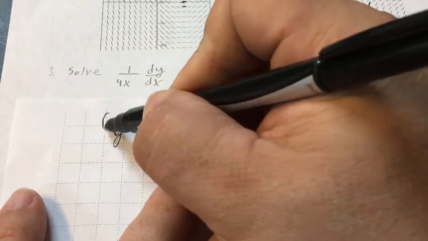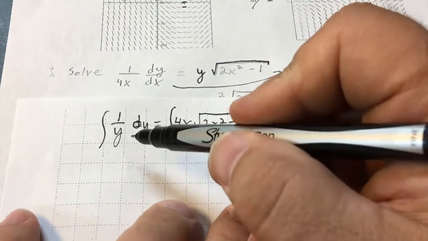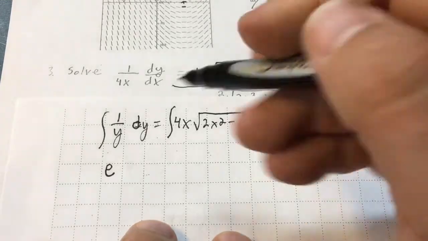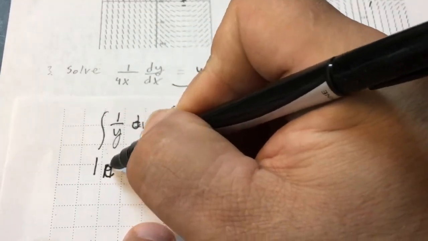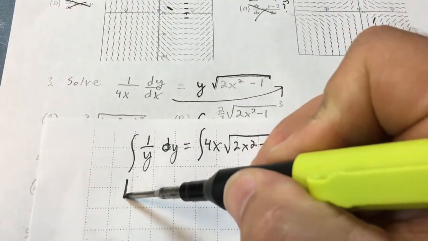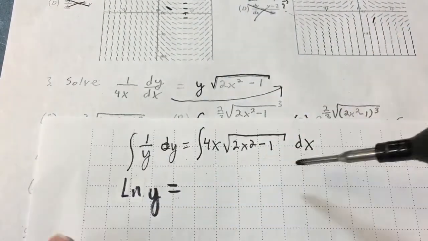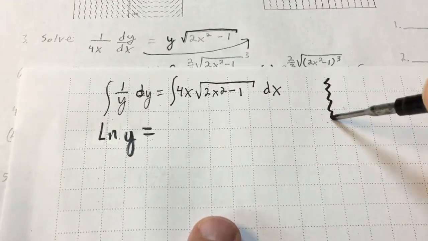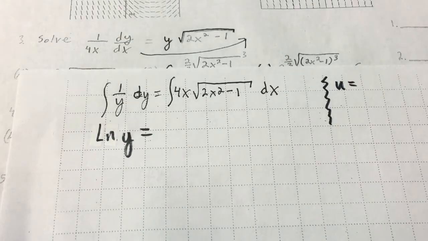Now I'm going to take the integral of both sides. That's what we do with differentials. The integral of 1 over y is ln y equals, now over here I'm going to have to do, I think, a u-sub to take the integral of this. So I'm going to let u equal 2x squared minus 1.